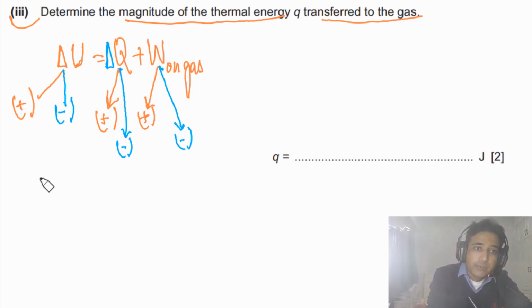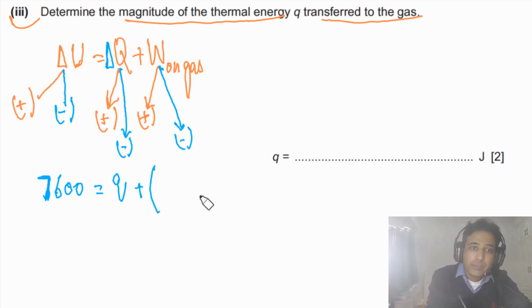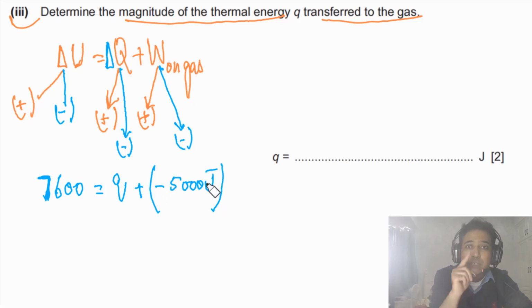Now for this question, it is given to us that internal energy increases by 7600 joules. We need to find the value of Q, but we have already discussed that work done on the gas in this case is negative because the gas is expanding. So this one is negative. Now you can simply say, because this change is positive, Q has to be positive.